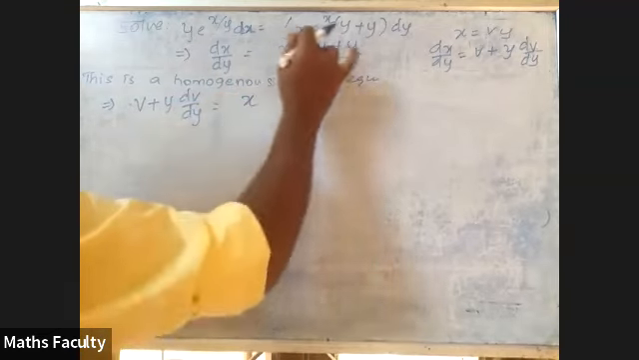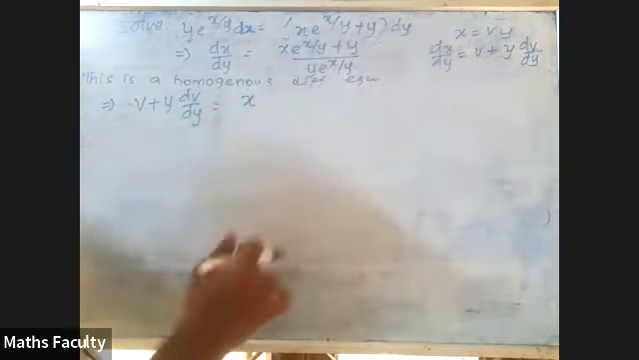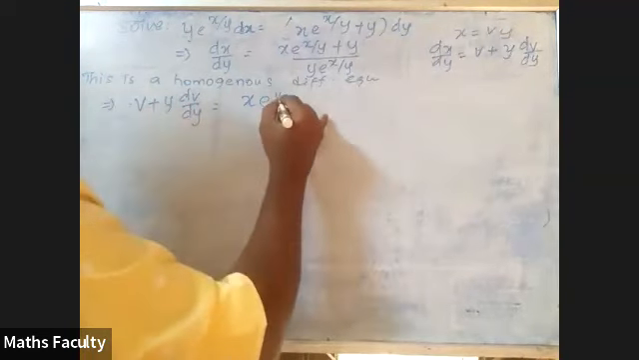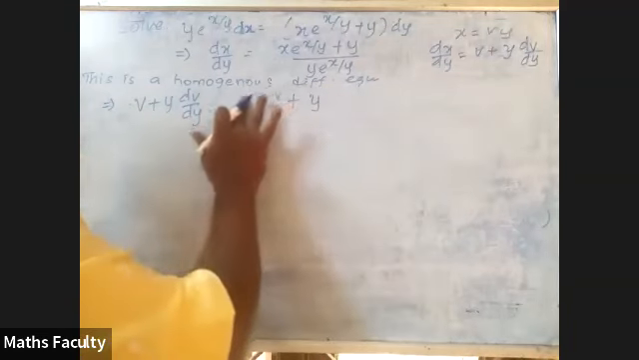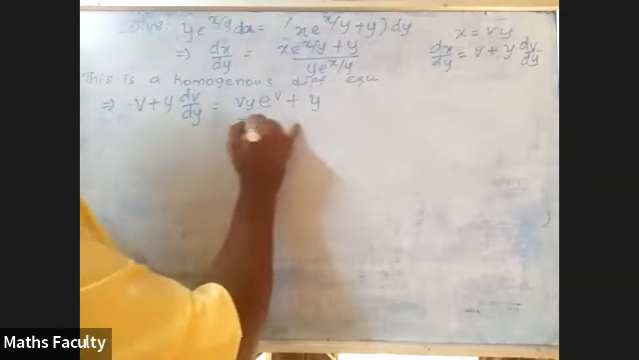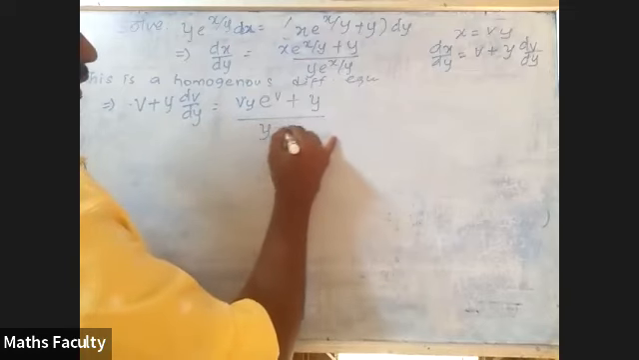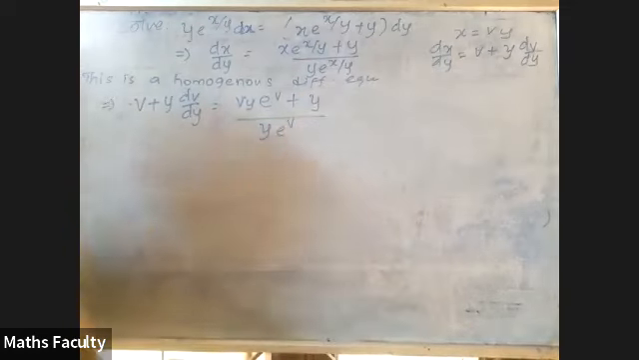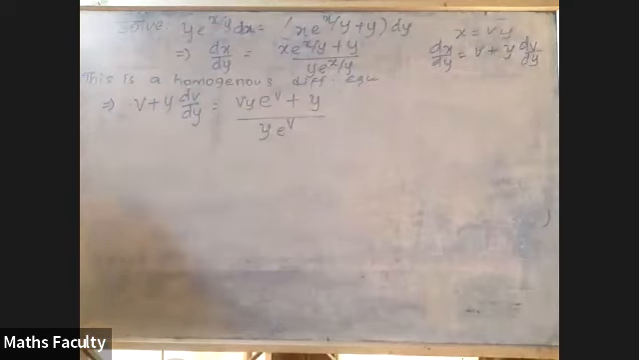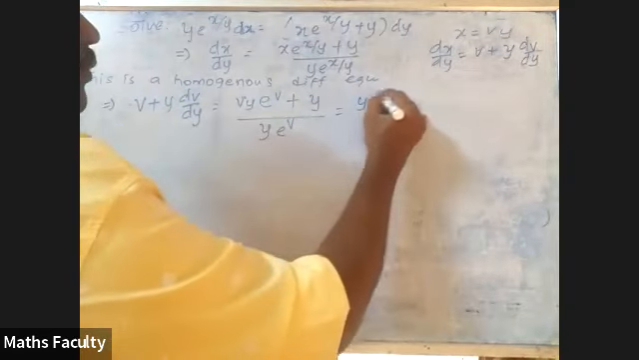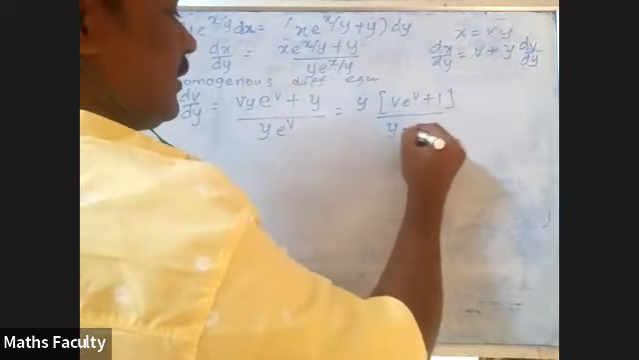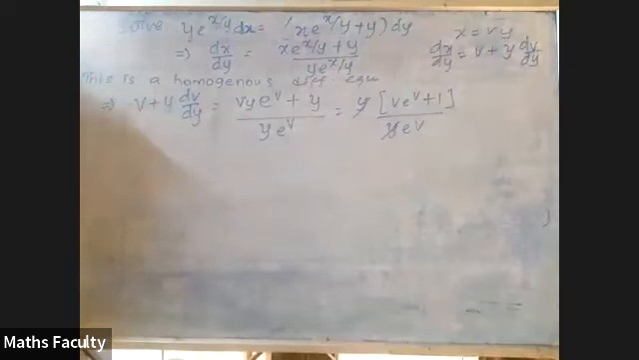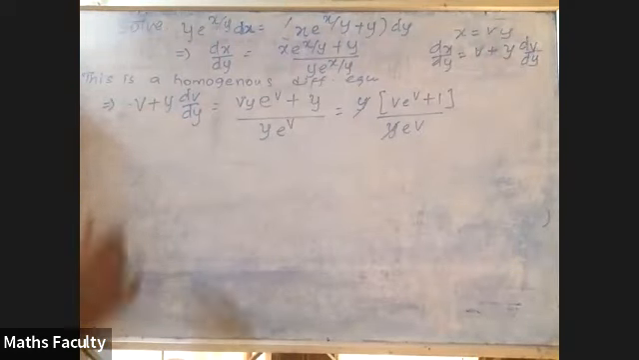Which is equals to x e power x by y plus y. X by y, what can we do, we can call it v. We can write this as e power v plus y. Instead of x I can write vy divided by y into e power x by y, which is v. Okay? In the next step, if I take y common, v into e power v plus 1 divided by y into e power v. Okay? v e power v plus 1 divided by e power v.